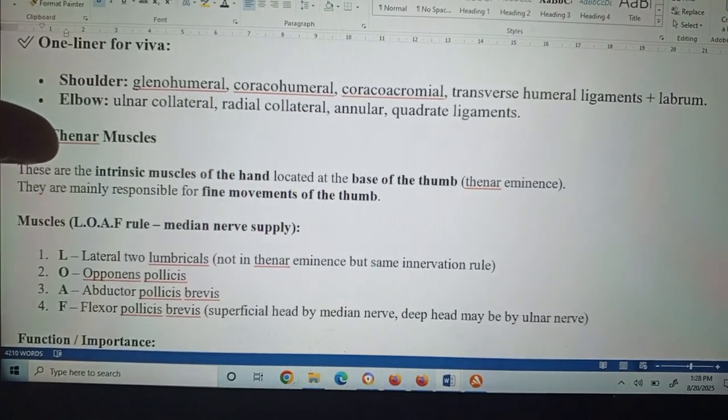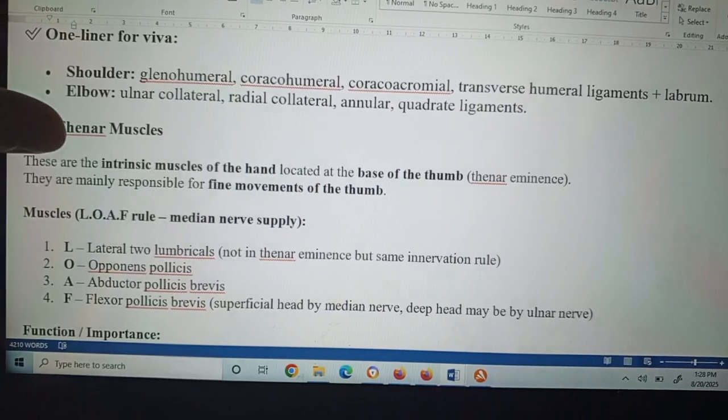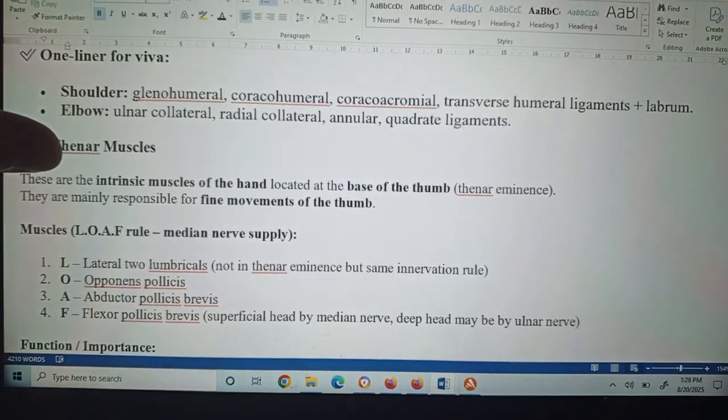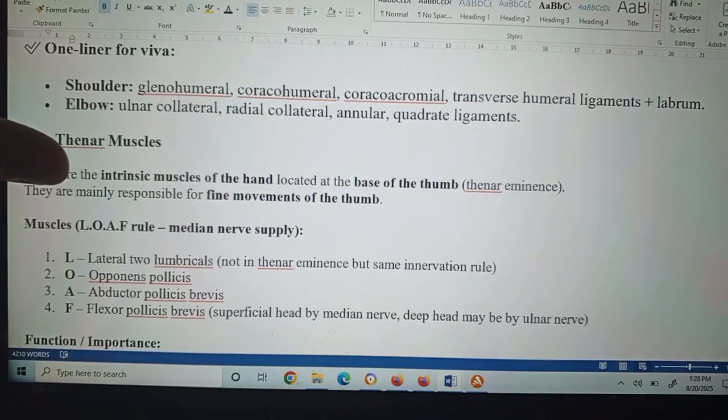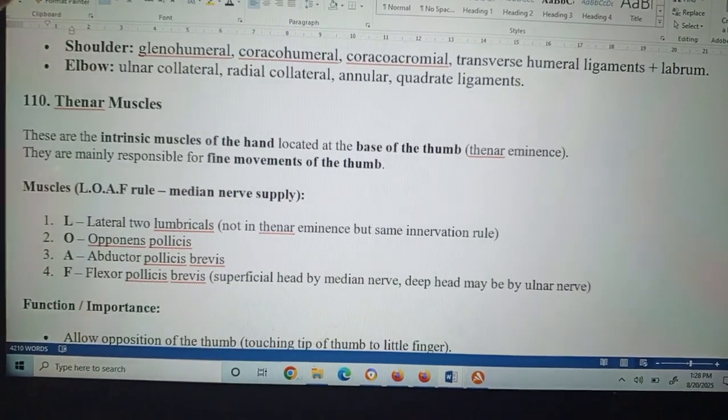Shoulder joint ligaments are glenohumeral, coracoacromial, transverse humeral ligament, plus the glenoid labrum. Elbow joint ligaments are ulnar collateral, radial collateral, annular ligament, and quadrate ligament.